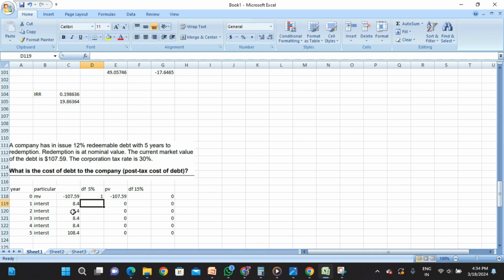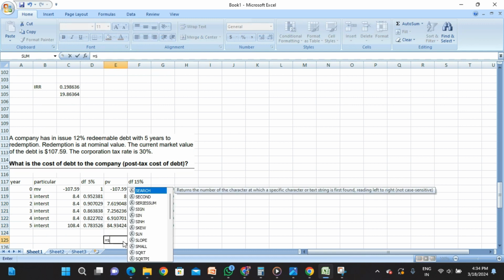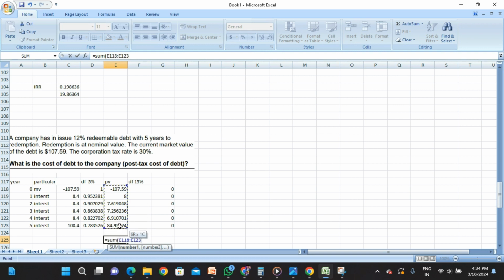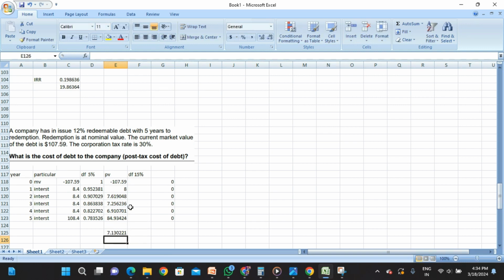Get it into 0, we get 1. We scroll down, we get the discount factor for each year. The NPV will be equal to the sum of this. Scroll down, we get 7.133. For the discount factor for 15%, we do the same: 1 divided by 1.15 bracket, then 0, we get 1 point. We scroll down again, we get the same value.